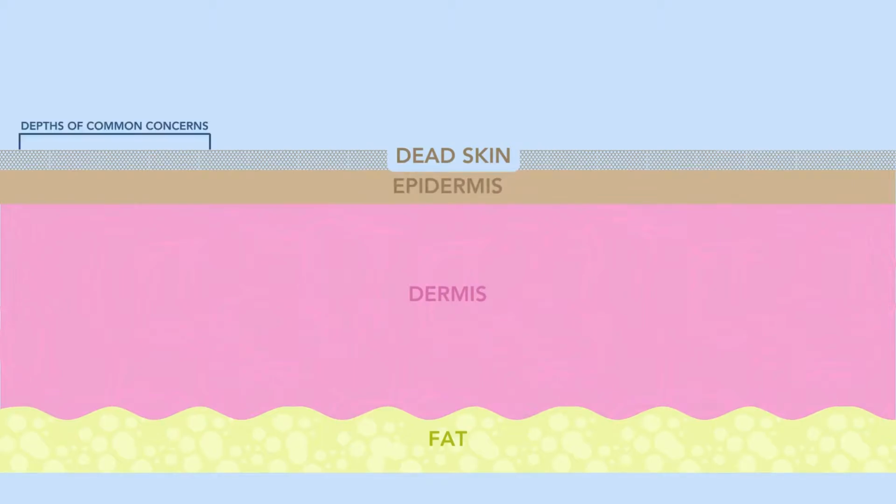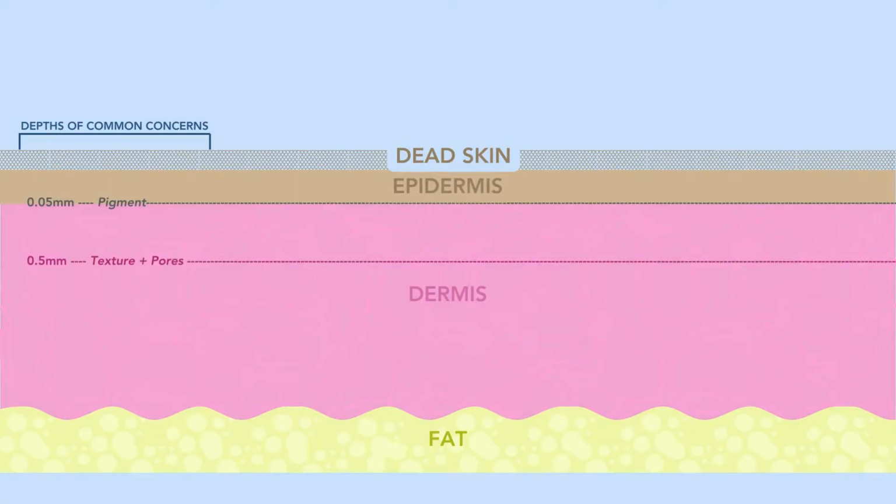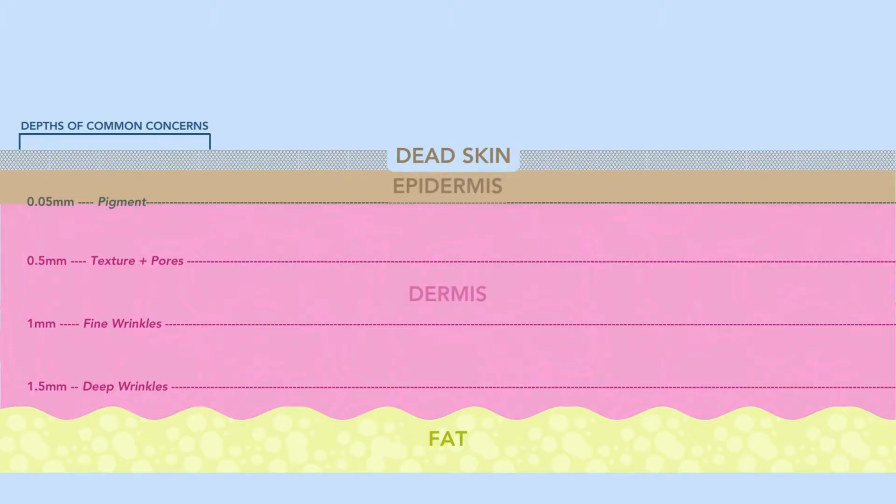Many of the common concerns people have about their skin fall to pretty reliable depths within the skin. So at the very top, very superficial, we have pigment, where our melanocytes live. About 0.5 millimeter into the skin, that's where our texture and pores are. About 1 millimeter into the skin, that's where fine lines live. And below that, about 1.5 millimeters, that's where deep wrinkles form in the skin.